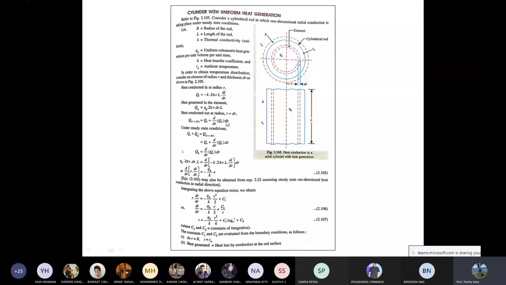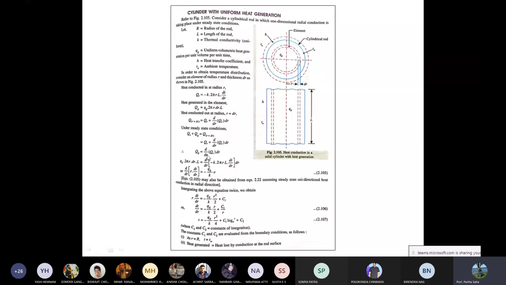Now using the steady state condition, we already know Q_r, right? So we can substitute the value of Q_r. So Q_r plus dr will be Q_r plus this. The input Q_r plus the generated QG is equal to the output Q_r plus dr, right? That is the total amount of heat being generated, because the input plus the heat generated will be the total amount of heat being dissipated. Now Q_r plus dr is already determined as Q_r plus d by dr of Q_r dr. So Q_r gets cancelled. We finally get QG equals d by dr of Q_r dr.